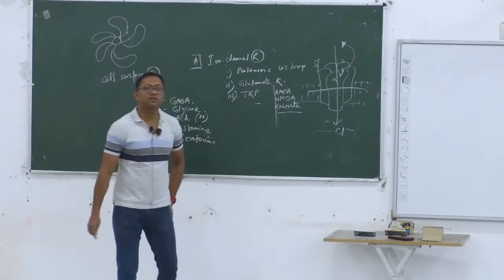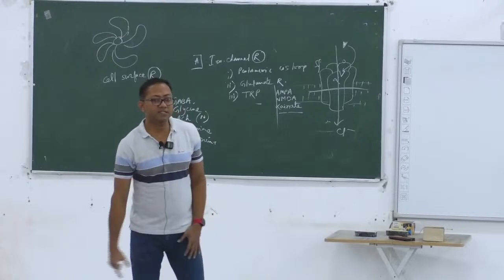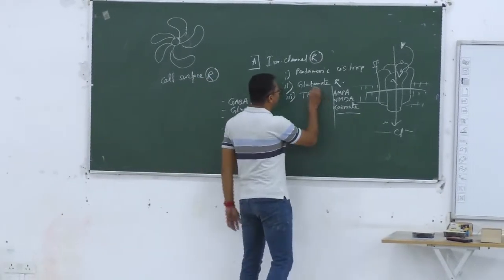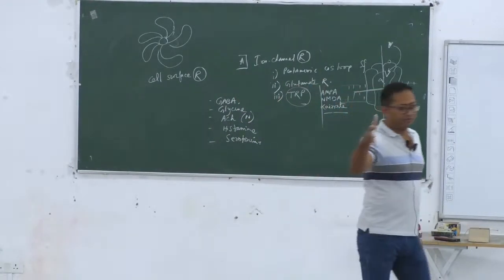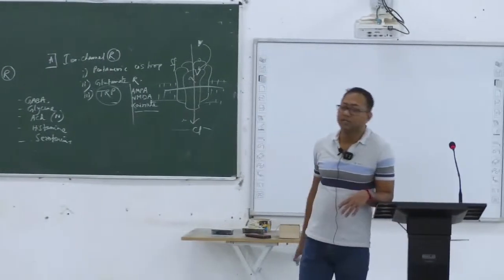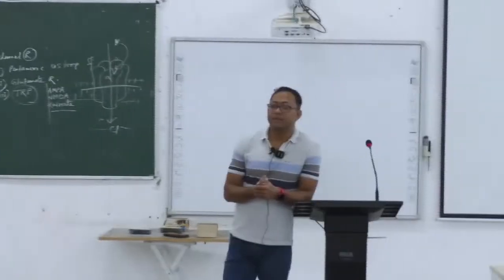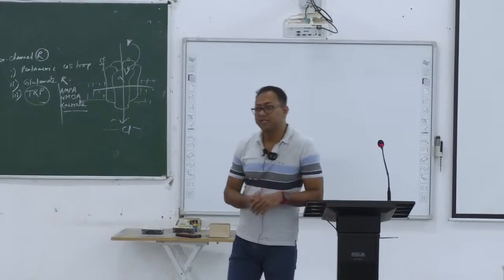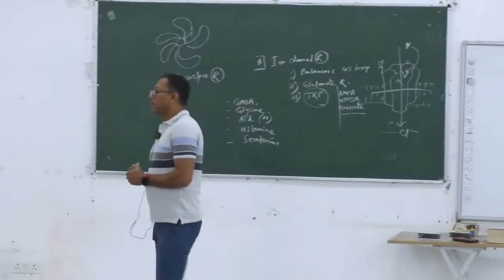Next is TRP. TRP is transient receptor potential, the TRP channel. A few years back, someone, I don't remember the name of the scientist, got the Nobel Prize for discovering TRP channels. So TRP, or transient receptor potential vanilloid, is a non-specific cation channel.